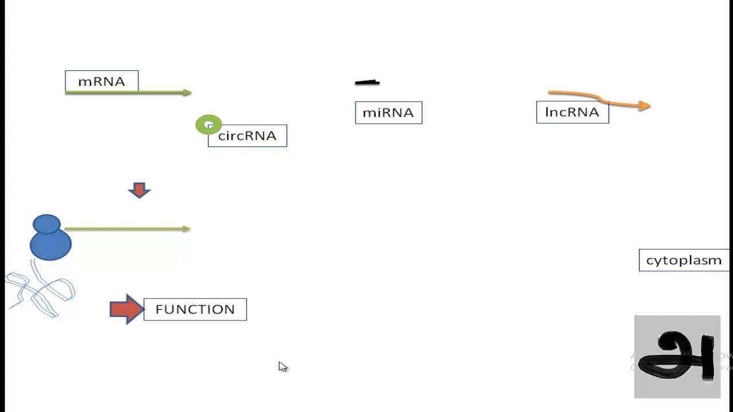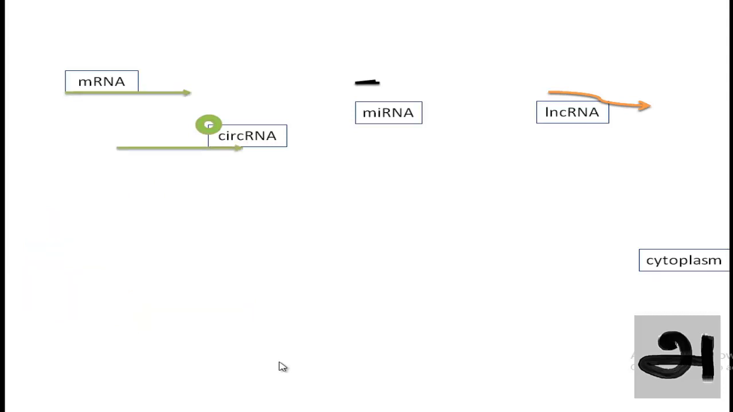In the next case, the mRNA can also start protein synthesis, but at the same time, if the cell has microRNA and this microRNA has a target on that particular messenger RNA, it blocks the protein synthesis.